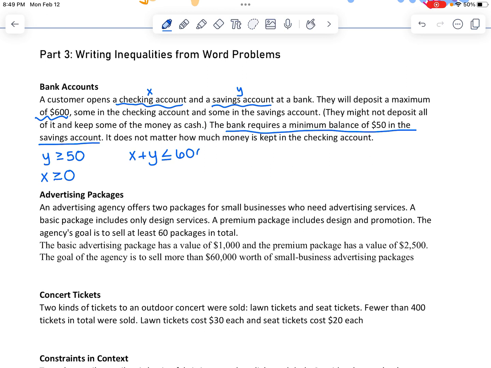We only have $600. Now it does say that the customer might choose to keep some of the money as cash, so they might not put all 600 in. So it could be less than or equal to 600. And there are the inequalities for this problem. Let's try the next one.